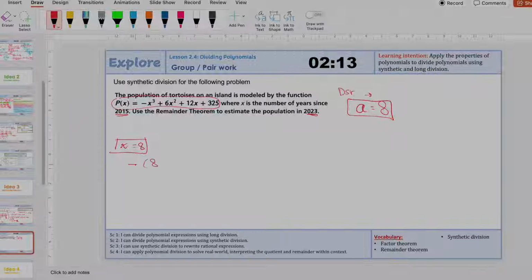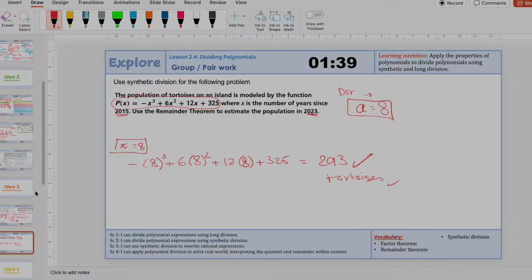So it's going to be negative, and only the x will be cubed, plus 6, and only the x will be squared, plus 12, and only there's an x, and then plus 325. It's a very easy idea to apply. Just plug this in the calculator. You're going to get 293. That's it. This is your answer.